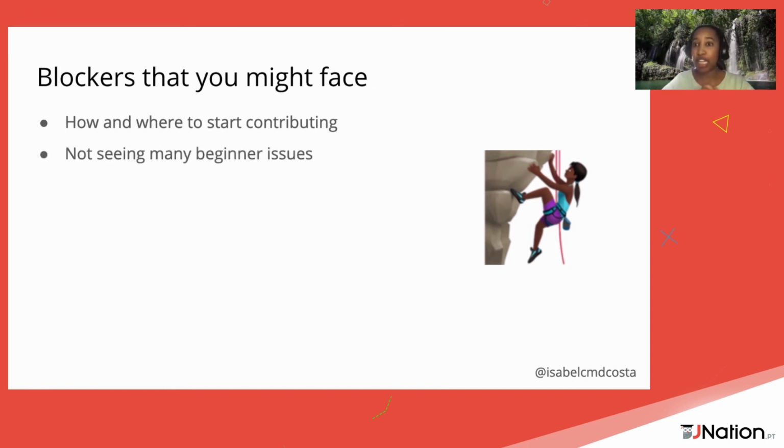Not seeing many beginner issues. This can be an issue for sure. And if you're starting, it can be demotivating not seeing issues that you feel you can contribute to. But in this case, there's a specific label that is shared in some issues when a maintainer wants to signal, hey, this issue is a good first issue. They might label it as good first issue or first timers only. So if you look for that specific label, you may find these beginner issues.